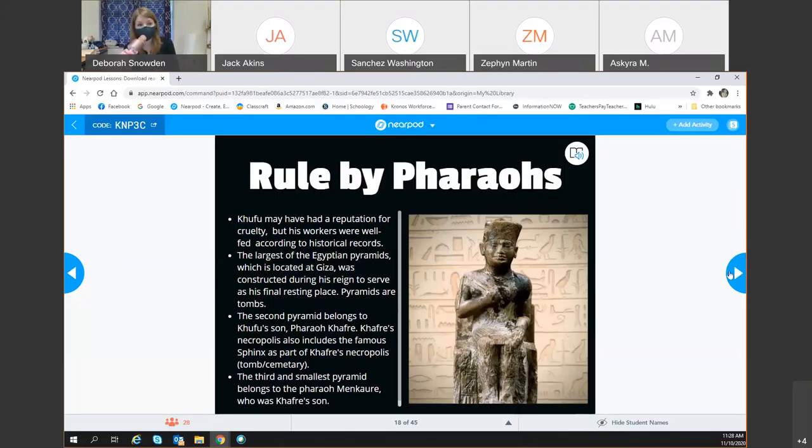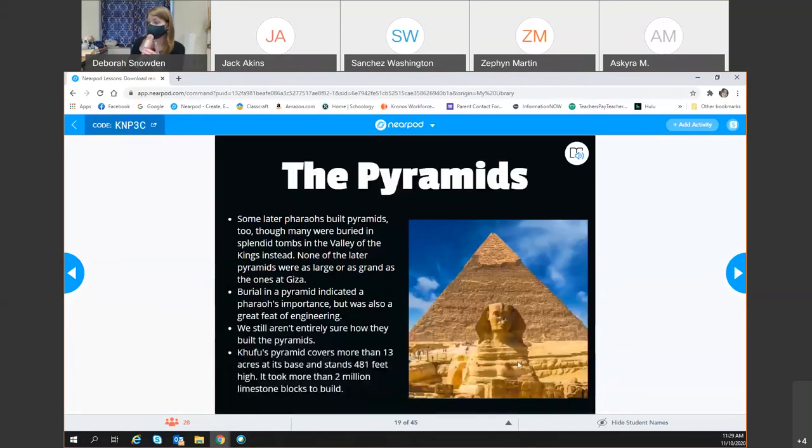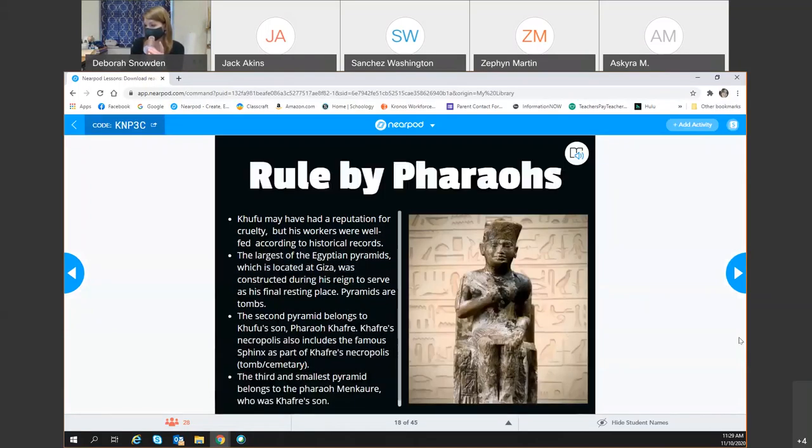The second largest pyramid actually belonged to Khufu's son, Khafre. And Khafre's necropolis, which is basically like a really big cemetery, also includes the Great Sphinx. Are you familiar with the Great Sphinx? If I switch back to this picture really quickly, the photograph on the right side of your screen, that is the Great Sphinx at Giza. It's a massive monument, but it's part of Khafre's necropolis. And the purpose of the Sphinx is to sort of guard the pharaoh's tombs. So that's included in Khafre's pyramid complex.